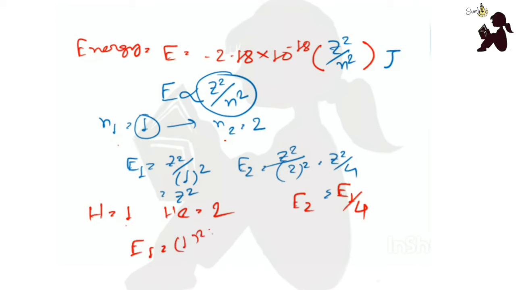So E1 will be, because hydrogen's atomic number is 1, so E1 equals 1. What will be E2? E2 will be, if Z is 2, that means 4 by 4, so it will also be 1. So here E1 comes equal to E2. That means from hydrogen to helium, if it goes from n1 to n2, the energy will be the same. So it often comes.